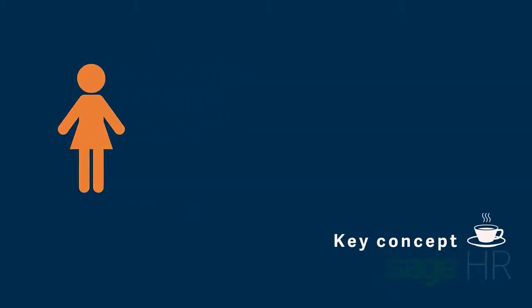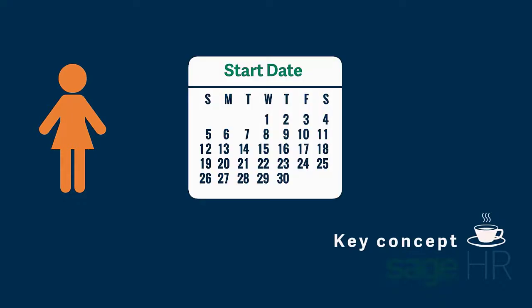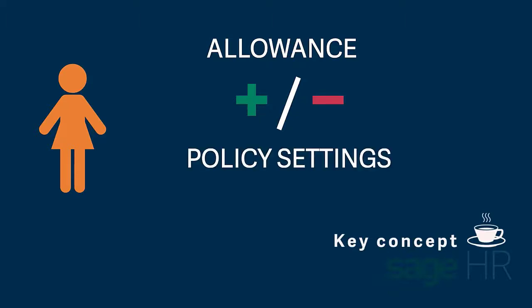What about the initial time off balance? How is this calculated in the software? Begin with the employee's start date. Take the default allowance or the individual allowance. Adjust for any time off policy settings such as the additional long-term service days. It is possible to change the time off balance if required.